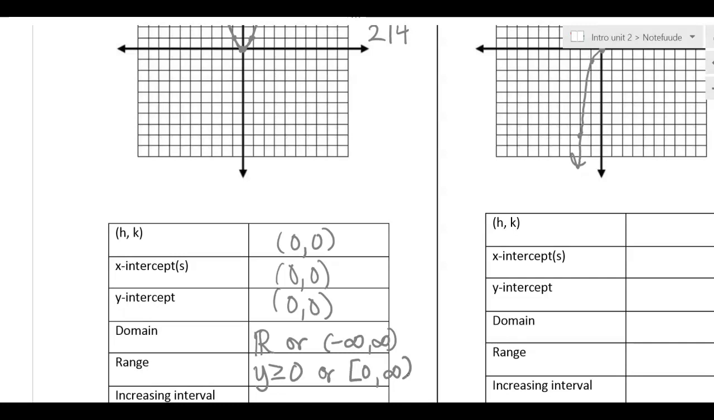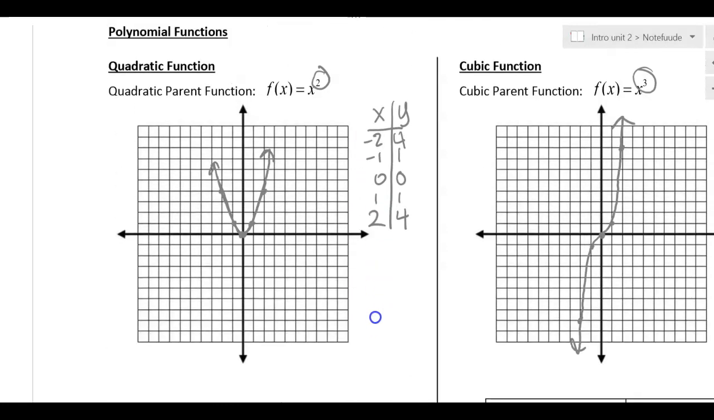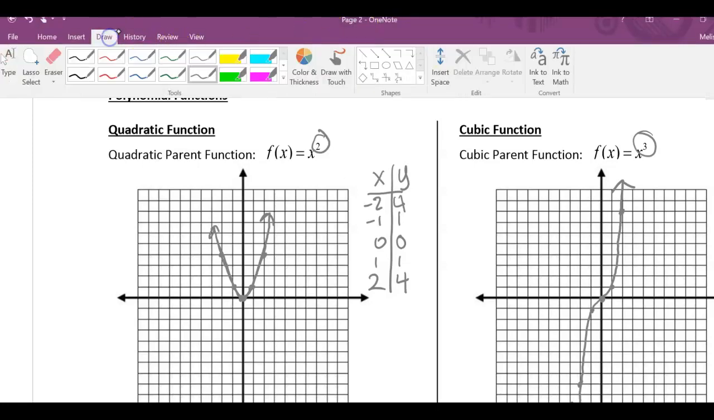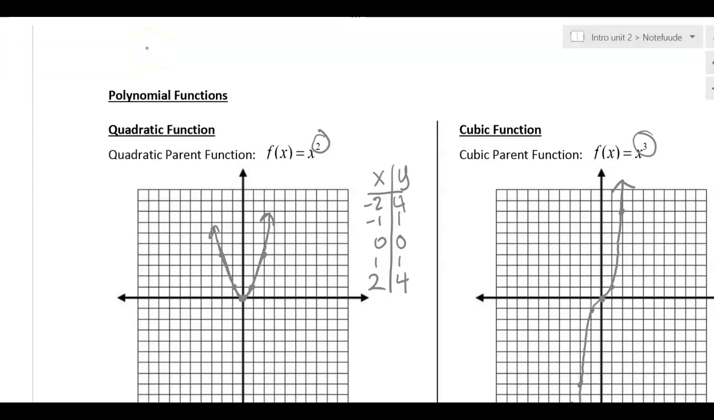So the increasing, decreasing intervals are a little bit kind of weird. I don't know if you guys remember them from Algebra 2. So I'm just going to give like a brief explanation. So first, to identify what's increasing or decreasing, you look at the graph from left to right and imagine yourself being on the graph.